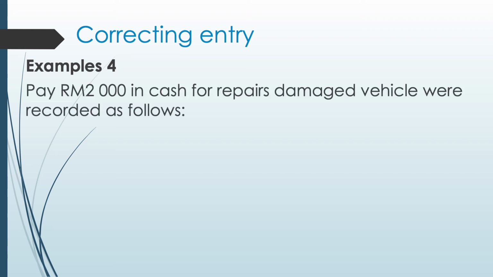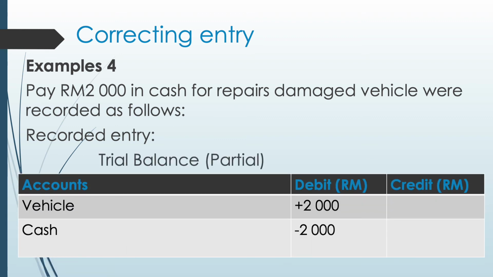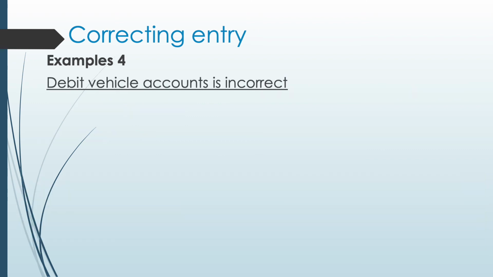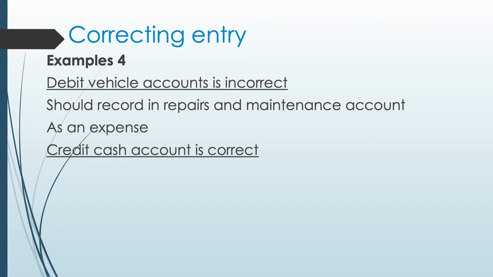Example 4. Pay 2,000 ringgit in cash for repairs and damaged vehicle were recorded as follows. Recorded entry, trial balance partial: vehicle plus 2,000 ringgit debit, cash minus 2,000 ringgit credit. Debit vehicles account is incorrect. Should record in repairs and maintenance account as an expense. Credit cash account is correct as cash paid, asset decreased.